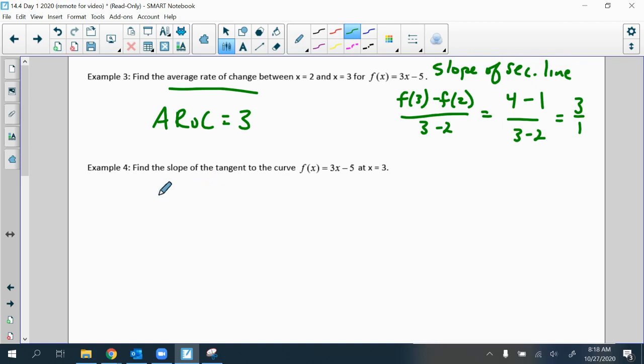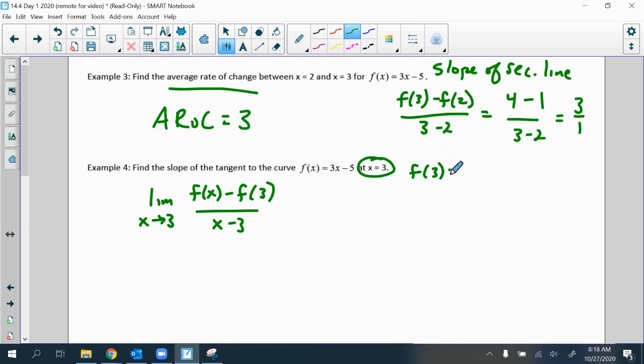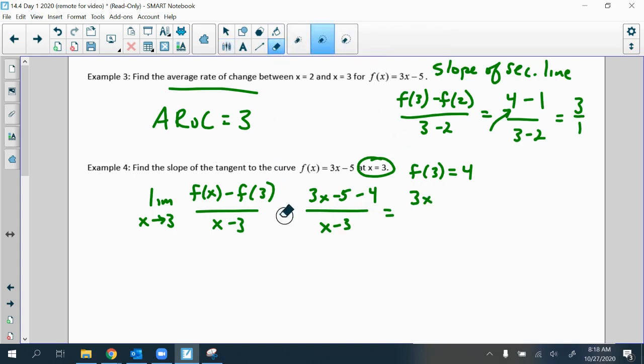Now if I want to find the slope of the tangent line, I have to take the limit as x approaches 3, because we're trying to find it at 3, of f of x minus f of 3 over x minus 3. Now remember that f of 3 was 4 in this problem. I already found that. So f of x is 3x minus 5, and then f of 3 is 4 over x minus 3. So now I do some algebra, and this is actually a good point that we have to make sure that we're careful of.